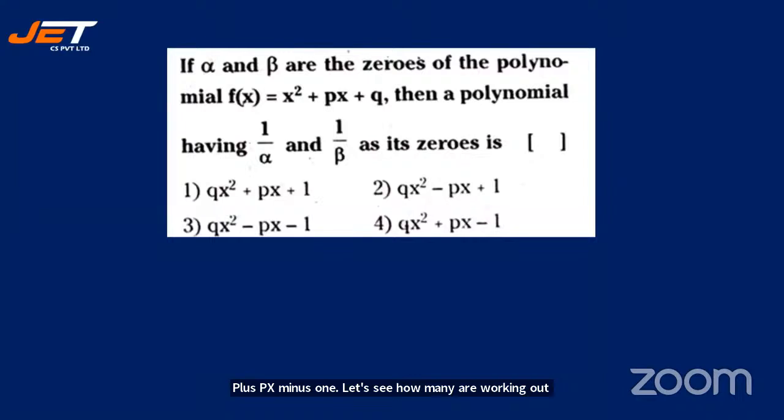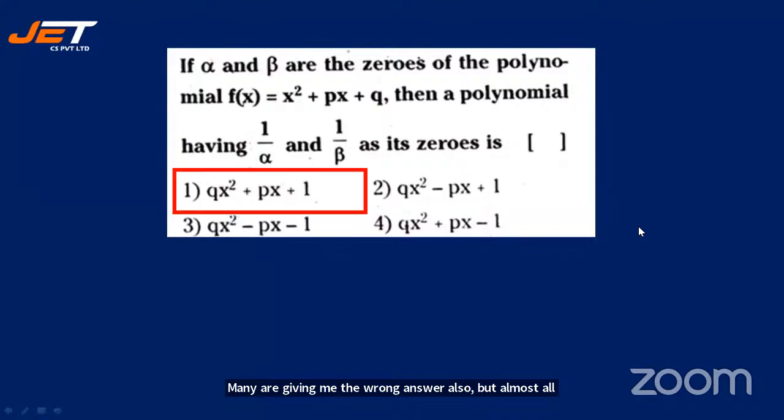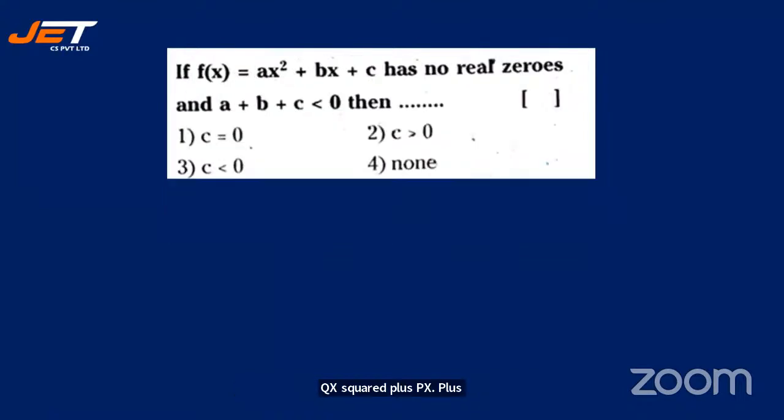I don't think this requires any working as such, so let me directly check the chat box. Gayatri, you're right. Many are giving me the right answer, but in between, many are giving me the wrong answer also. But almost all are giving me the right answer. Quickly check, the correct answer is option 1, qx square plus px plus 1. All right, students? Yes. See the next question.